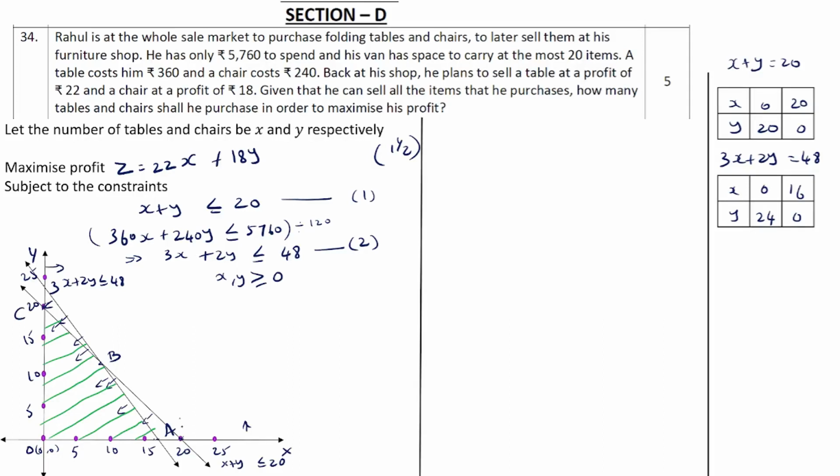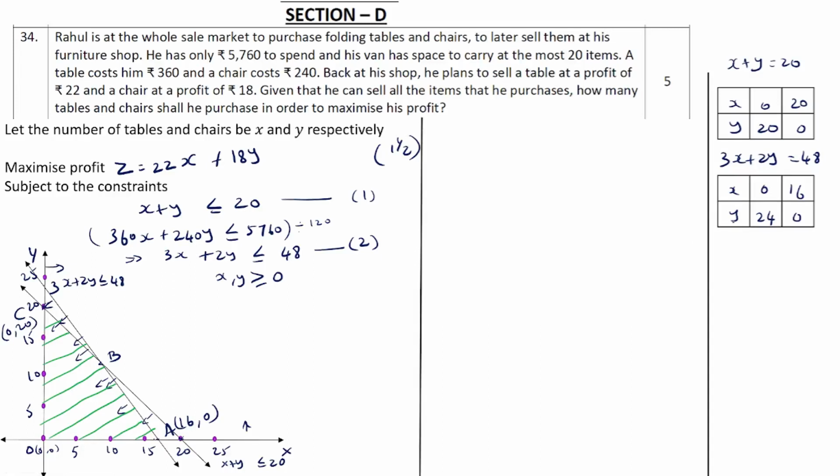The coordinates for A is (16, 0). The coordinates for C is (0, 20). And now we need to find the coordinates for this corner point B. If we draw this on a graph sheet, we will be able to get these coordinates directly. Otherwise, B is the point of intersection of this line and this line. So if we solve these 2 equations, we will be able to get the coordinates for B.